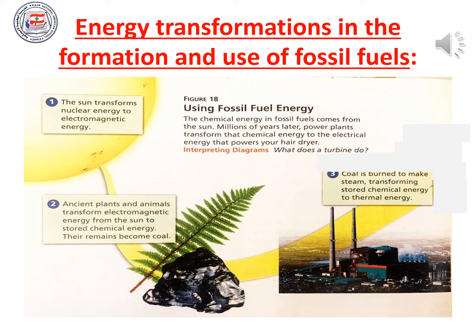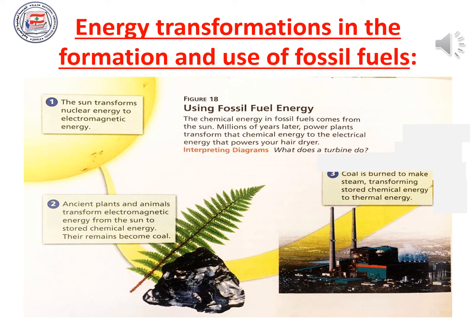Then, in the second step, ancient plants and animals transform this electromagnetic energy from the sun to stored chemical energy, and their remains become coal. As we already explained, when these ancient plants and animals died, their remains were covered by layers and layers of sand, silt, and water, and because of the high pressure and temperature, they turned into fossil fuels. In this example, we are talking more specifically about coal. In the third step, coal is burned to make steam. This transforms chemical energy to thermal energy.